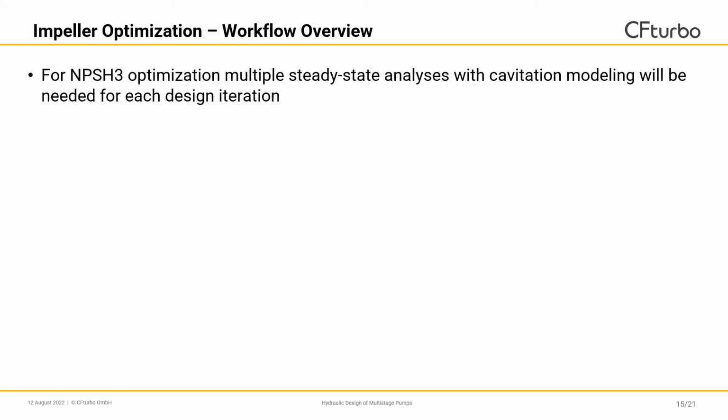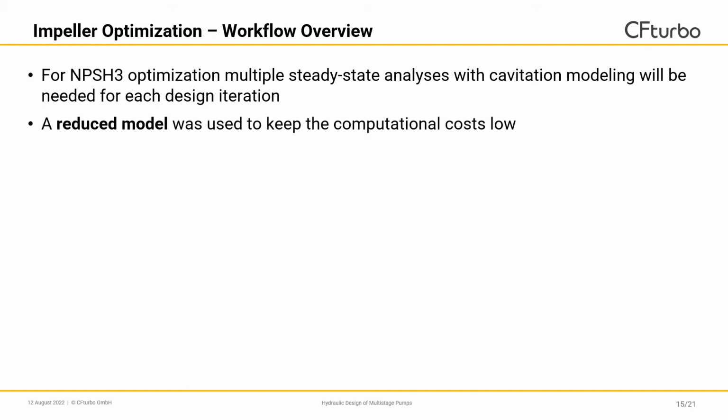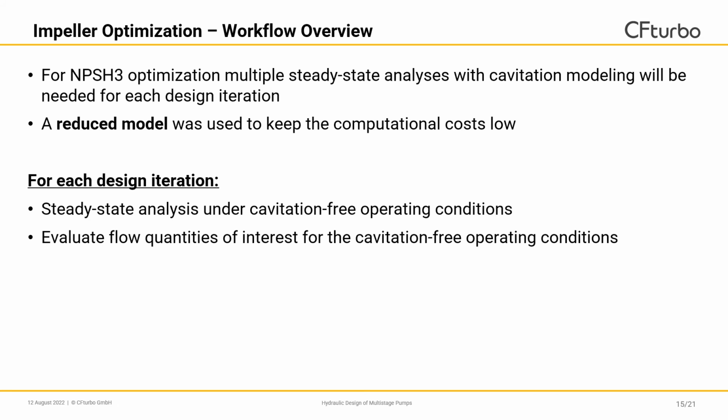So for the optimization of the NPSH, we were in need to run multiple steady-state analyses with an activated cavitation model for each design iteration. In order to keep the computational costs low, we have used a reduced model. And what were the steps we have used for each design iteration? Well, we started with a steady-state analysis under cavitation-free operating conditions, and for this analysis, we evaluated the flow quantities of interest.